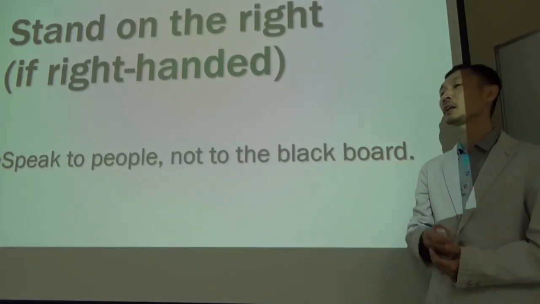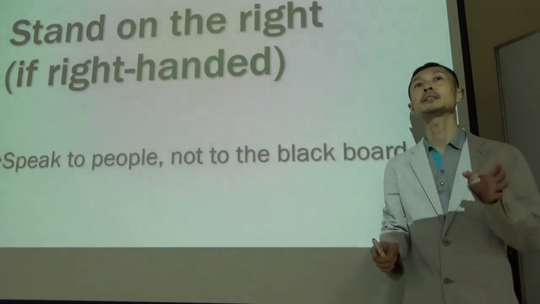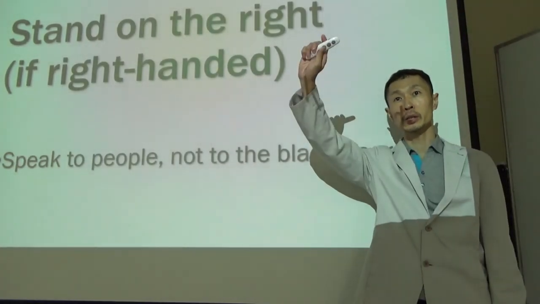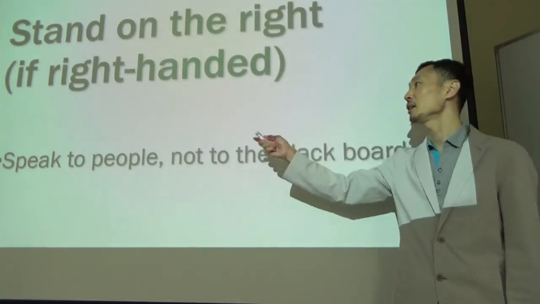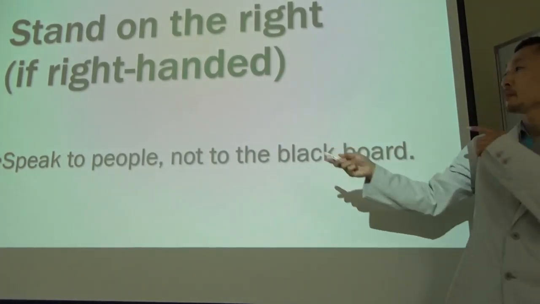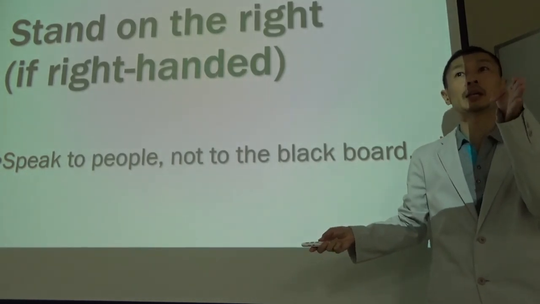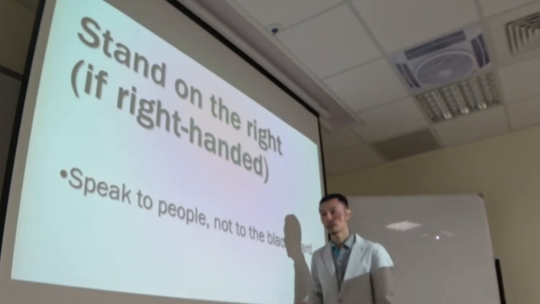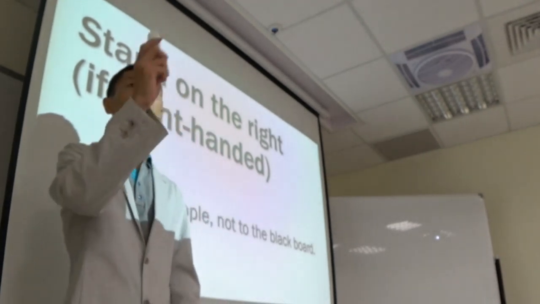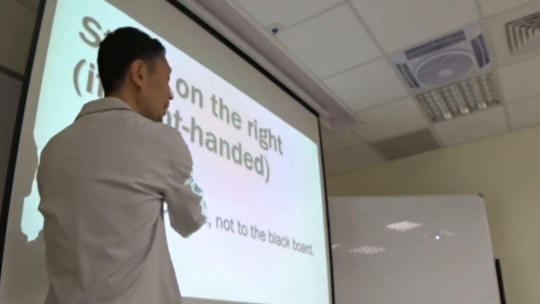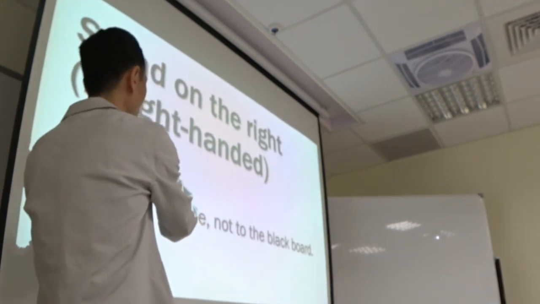I recommend that if you're right-handed, you stand on the right side, because you hold your pointer in your right hand, and then point it like this. You want to be facing people when you're speaking so that they can hear you. If I stand here on the left side, my pointer is going to be like this, right? Then I'm facing the blackboard or the screen.